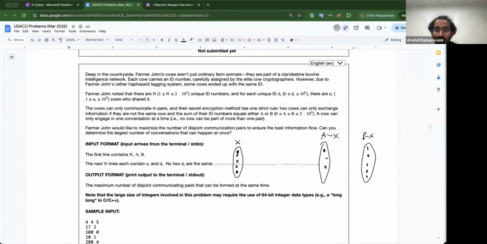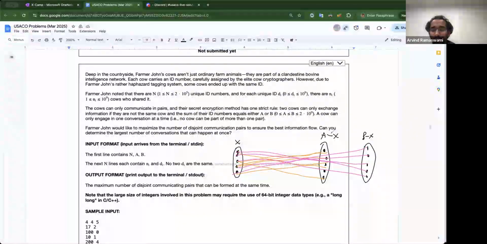So basically for any two things that sum up to A or any two things that sum up to B, they can communicate with each other, right? So there's an edge between all of these pairs, and then there's also an edge between all of these pairs. These are the connections that you're given in the problem.